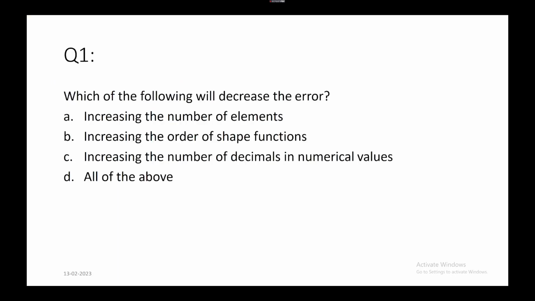So this is the first question. Which of the following will decrease the error? There are 4 options given. The first one is increasing the number of elements. Second is increasing the order of shape functions. Third is increasing the number of decimals in numerical values. Fourth is all of the above. So any guesses as to which is the correct answer?